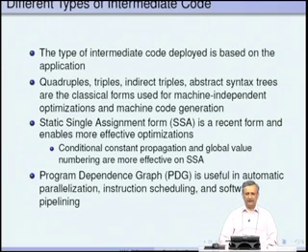The other special intermediate code that I mentioned here is the program dependence graph, PDG as it is called. This is very useful in automatic parallelization, instruction scheduling and also software pipelining.